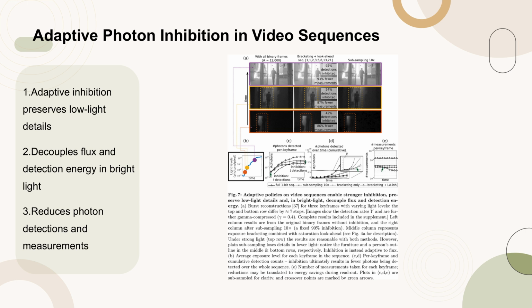Part B presents the average exposure level for each keyframe in the sequence. Parts C and D show per keyframe and cumulative detection counts, respectively, indicating that inhibition results in fewer photons being detected over the entire sequence. Part E illustrates the number of measurements taken for each keyframe, suggesting potential energy savings during readout due to reduced measurements. The plots in C, D, E are subsampled for clarity, with crossover points marked by green arrows.